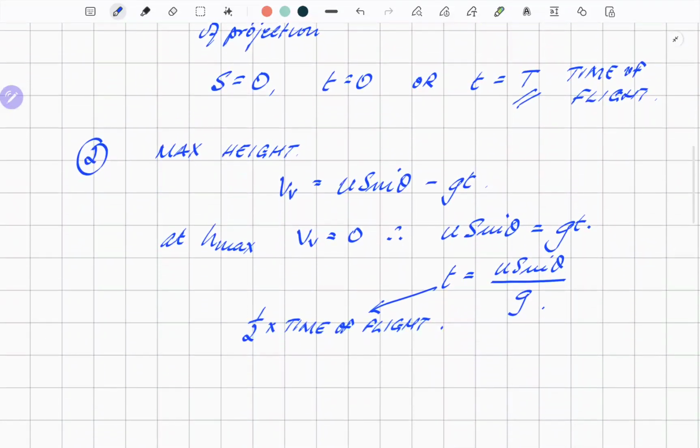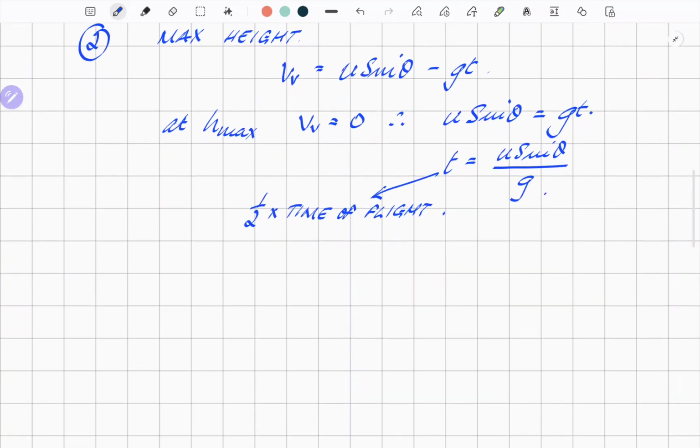So whenever they ask you a question, find this or find that, always consider the vertical motion first, because that's the one that's going to give you the most information. And that you can actually use to find other elements of the motion. Any questions on that so far? No. All right.